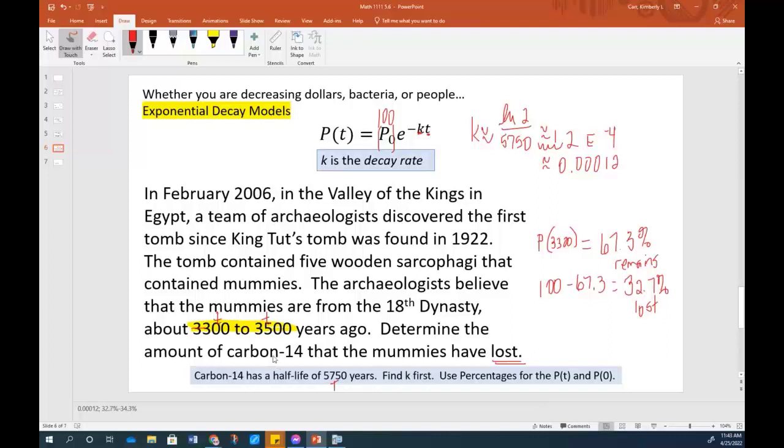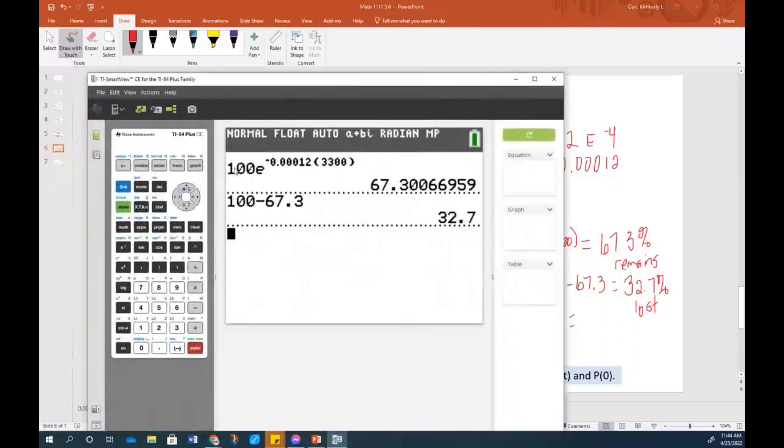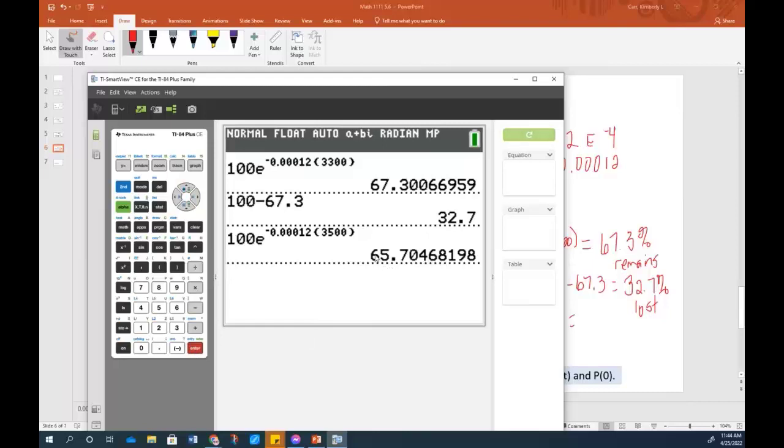They might be 3,500 years old. So I need to repeat this process with 3,500. And on my calculator, I'm going to go up until this is highlighted, and then I'll hit enter. And that lets me copy and paste it. And I can back up and simply change that to a 5 right there. So for 3,500, they started with 100%. How much remains then after 3,500?